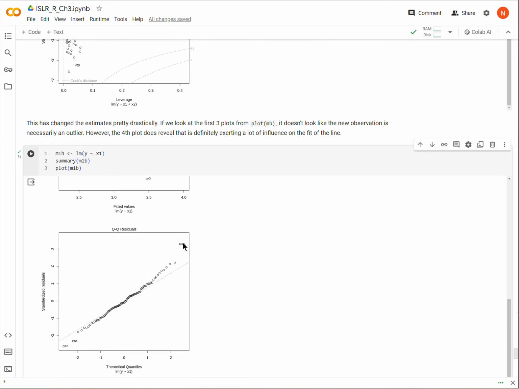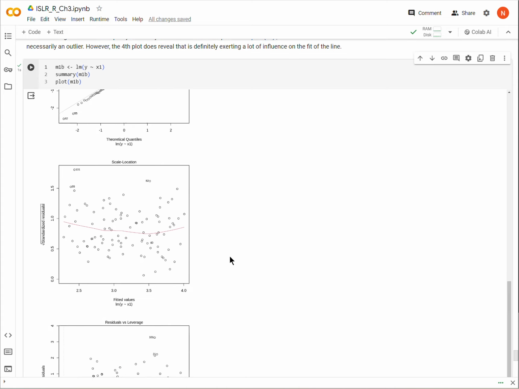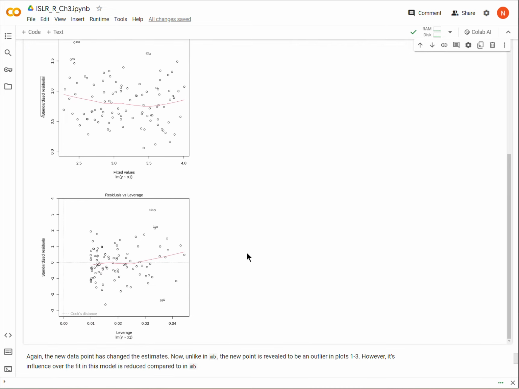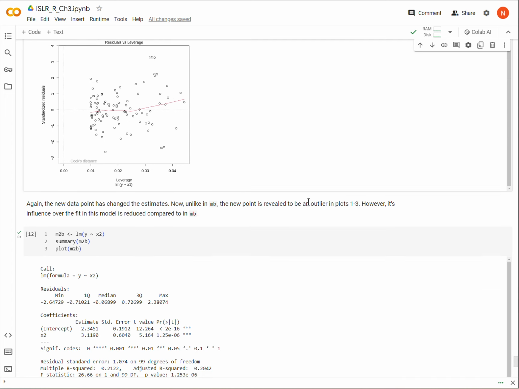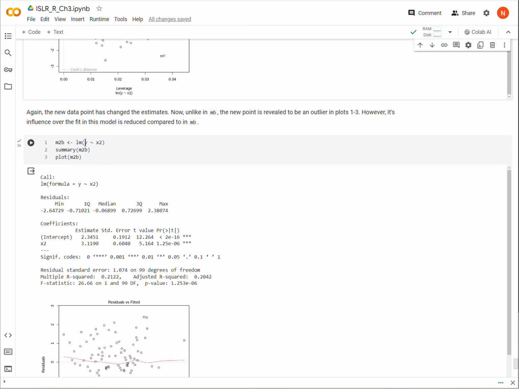Here's another view of it in the QQ plot. It's way up here, way away from where we think it should be. When we look at its influence, we notice that it does have a high residual, but its leverage is not great compared to everything else in here. So in this look at the data, just regressing on x1, the new data point is an outlier, but it does not seem to be exerting massive effects on the fit of the line. Now we do the same thing for x2, and so we run all of that.